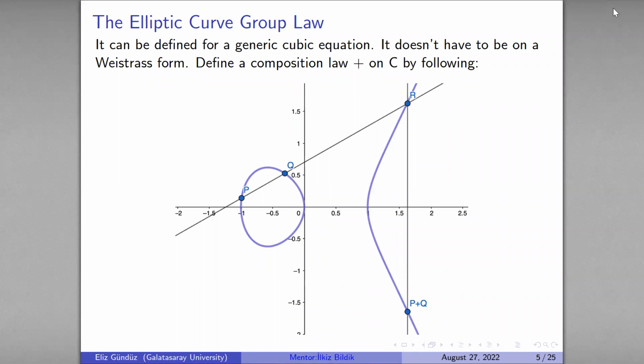And let this line be the line through R and the point at infinity. We know that this will always be a vertical line. The third point of intersection of this line with the curve we call P plus Q. Note that we can compute P plus Q by using algebraic operations, and it can be computed over any field, but we are not interested in the algebraic part.